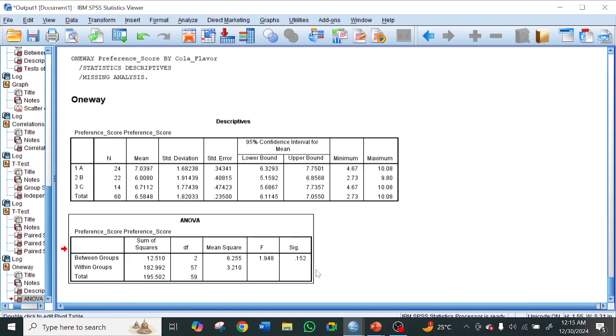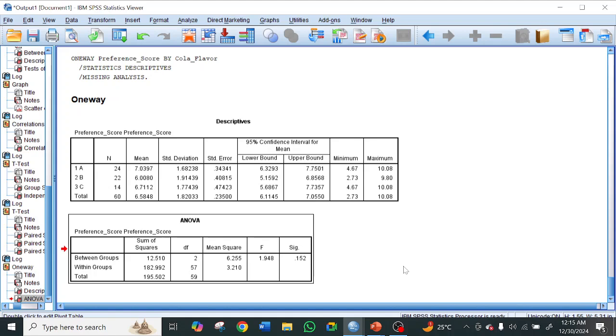Sorry, we will fail to reject, actually. We have to accept the null hypothesis that there is no significant difference in the mean preference score. Assuming this significance value is less than 0.05, then we'll reject the null hypothesis and accept the what? Alternative hypothesis. So that is the way to go.